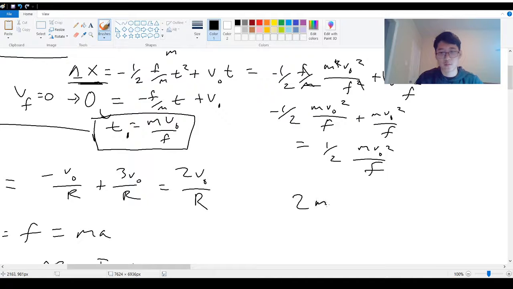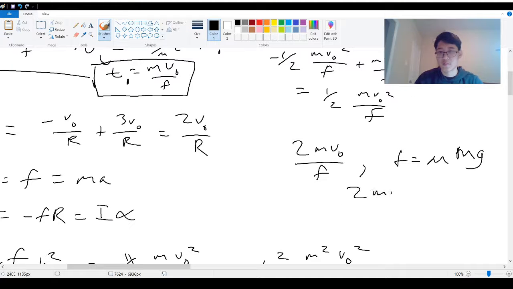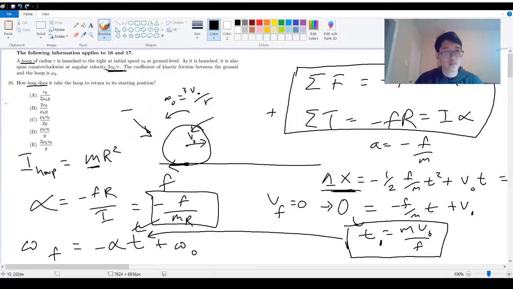So we should get 2 m v naught over f, and f is just mu times the normal force, which is mg, right? So we can plug that in, so that's 2 m v naught over mu m g, so we cancel out these guys, so that's 2 v naught over mu g. That gives us 2 v naught over mu g right here. Answer is B.